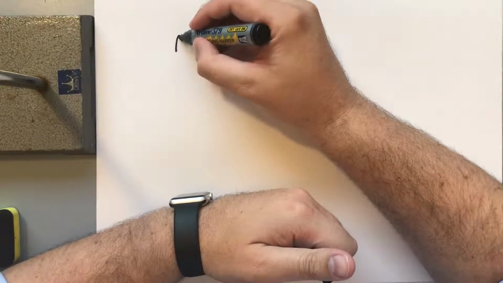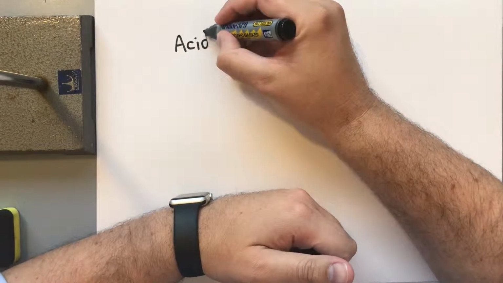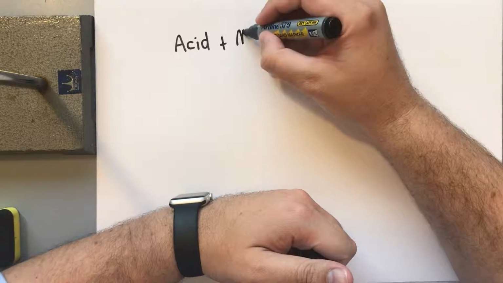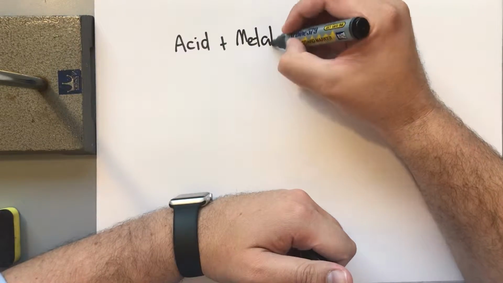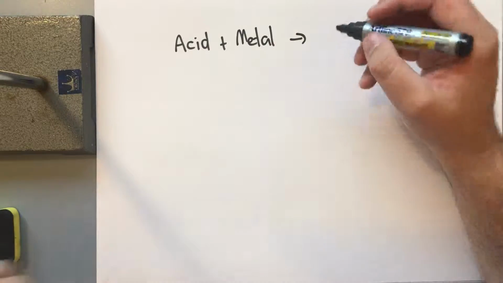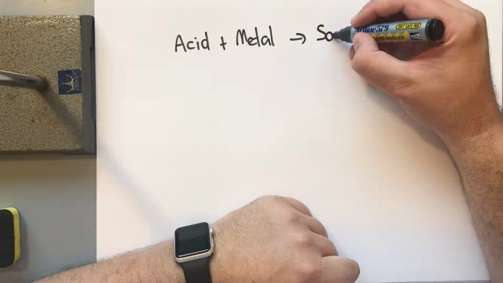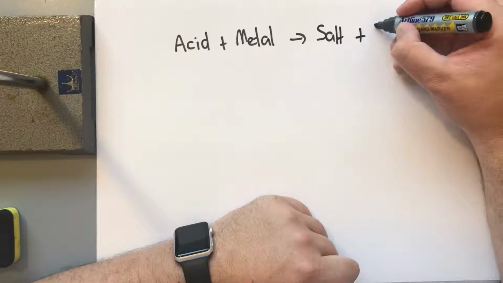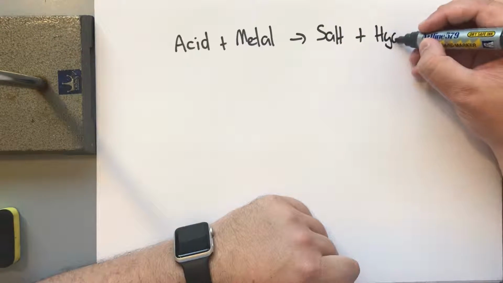All right, now let's look at our acid and metal reaction. So we know that acid plus metal gives us salt and hydrogen.